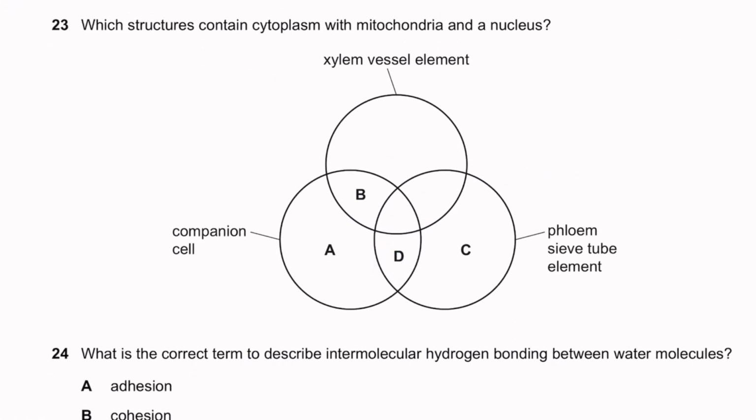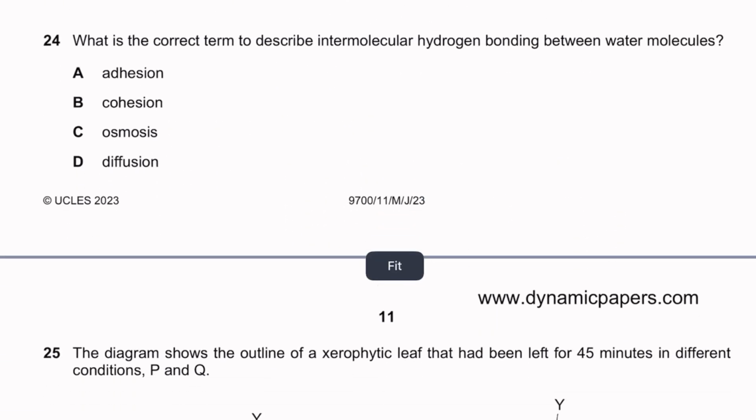Which structures contain cytoplasm with mitochondria and the nucleus? The xylem vessel, the companion cell, the phloem sieve tube element. A nucleus, a mitochondria, and cytoplasm, it's only A. The companion cell does have cytoplasm, a nucleus, and mitochondria. However, the xylem vessel element does not have any of these features. It's a dead part. The phloem sieve tube element does not have a nucleus, so it's A.